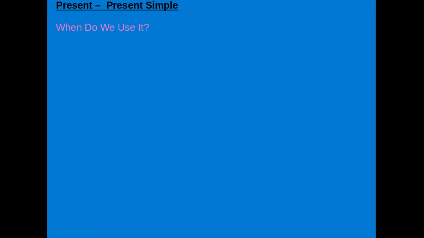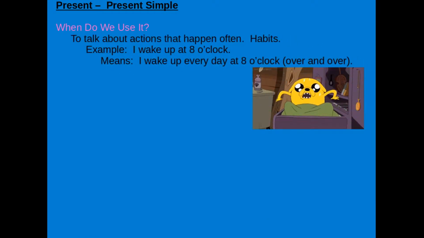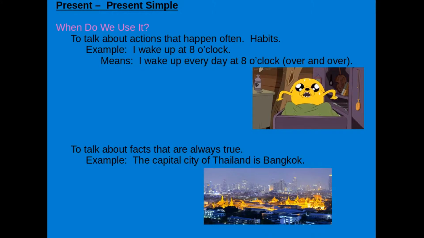The first one is present simple. So when do we use it? We use it to talk about actions that happen often, habits, things that happen over and over. For example, I wake up at 8 o'clock means that it's my habit to wake up at 8 o'clock every day or almost every day. We also use it to talk about facts that are always true, like the capital city of Thailand is Bangkok, or 2 plus 3 is 5.